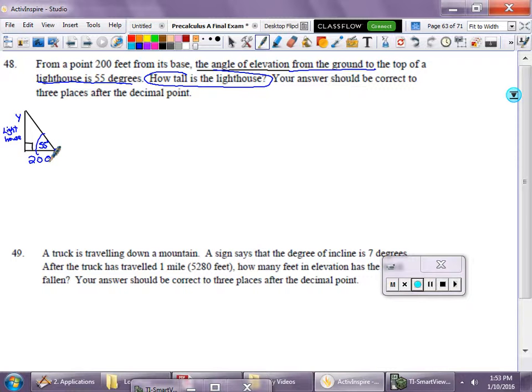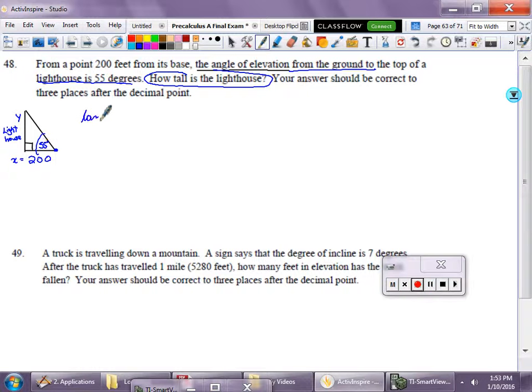This is your x, and we have to look at what ratio we have: sine, cosine, or tangent. Sine is x over r. No, excuse me, sine is y over r. We don't have r. Cosine is x over r, but tangent is y over x. So we're going to do tangent.